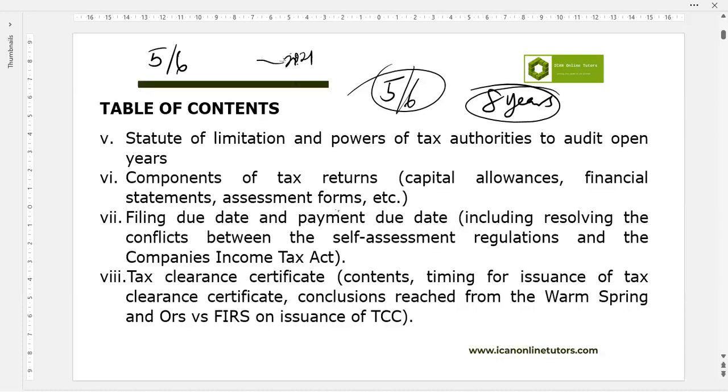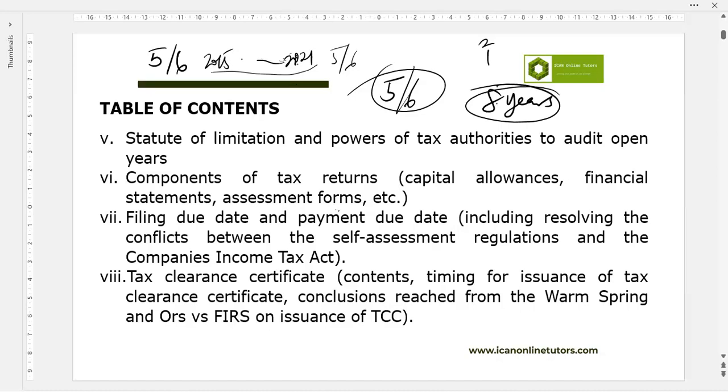So if you count 5 or 6 years back, this should be around 2015. Do you understand? So it will either be 2015 to 2020 or 2015 to 2021. So 2022 cannot be part of it. They cannot go beyond this period of either 5 or 6 years back, meaning that the remaining 2 years is out of their scope.